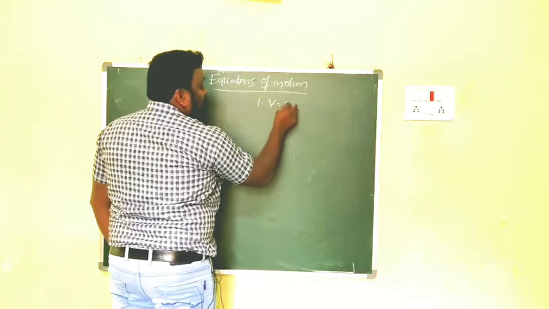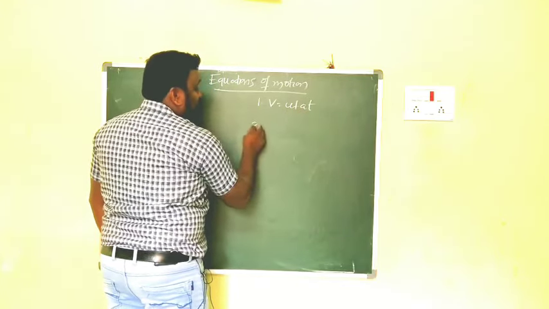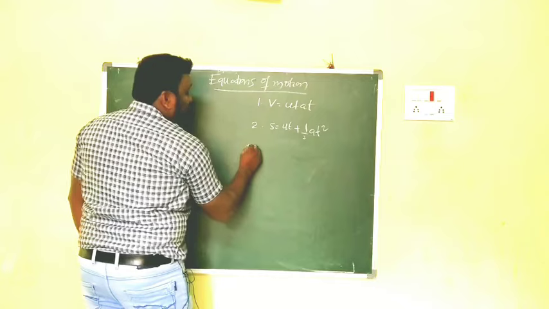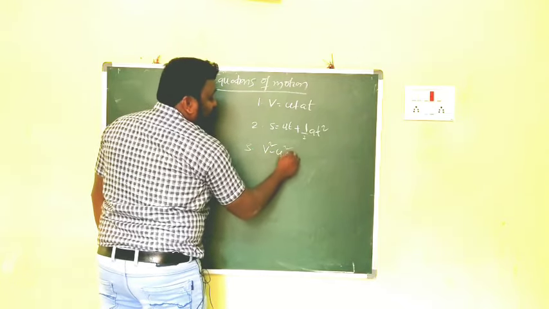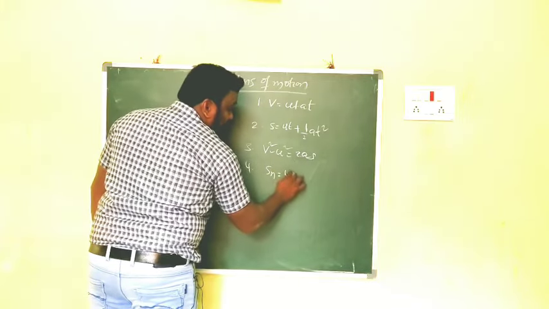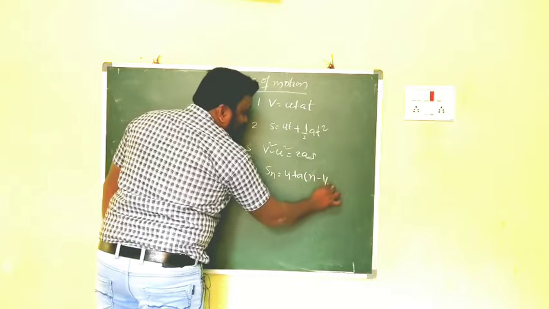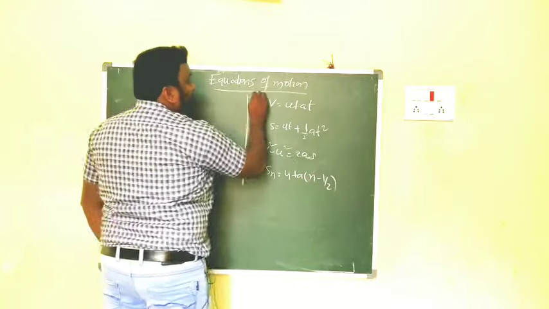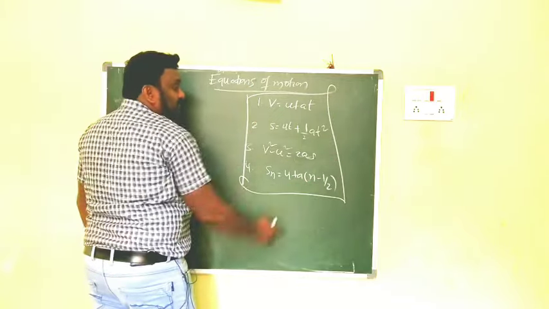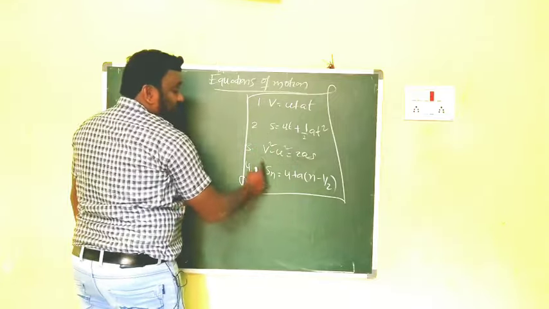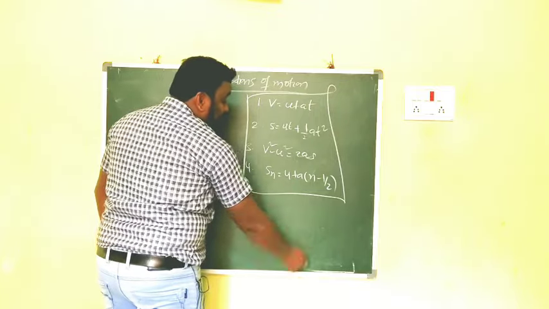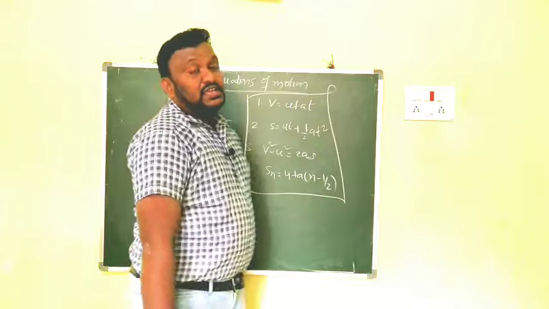One is V = U + at. The next one is S = ut + 1/2 at². The third one is V² − U² = 2as. And the fourth one is Sn = U + a(n − 1/2). These four equations are called equations of motion. Clear? V = U + at, S = ut + 1/2 at², V² − U² = 2as, and Sn = U + a(n − 1/2). These are the equations of motion.